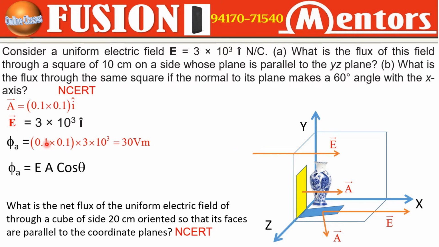So electric flux would be same area, same electric field, but angle between the two now is 60 degree. Cos 60 you know is equal to half. So rest of the part same. Just half of 30 would be equal to 15 volt meter.